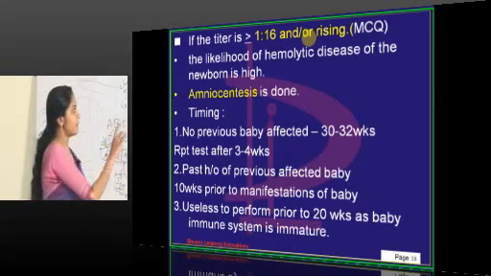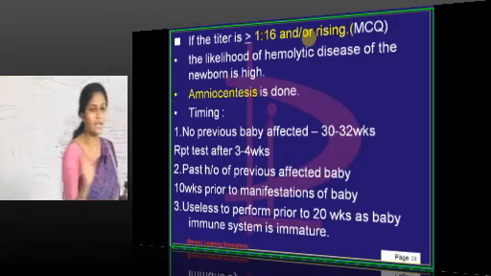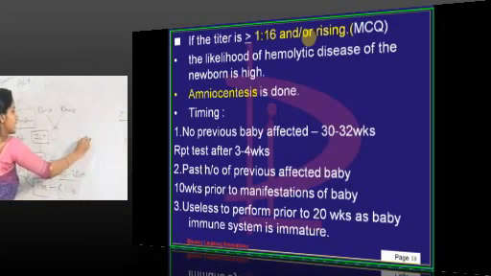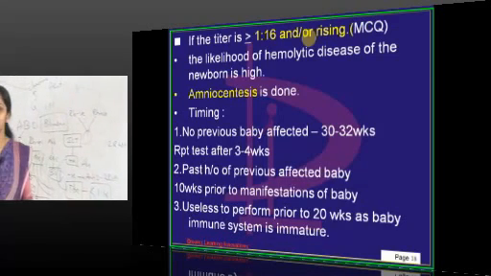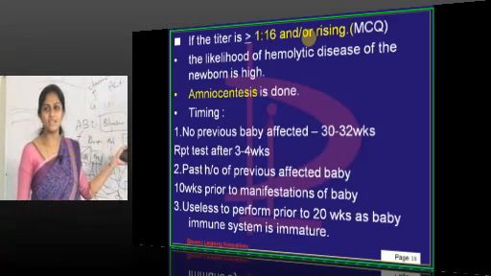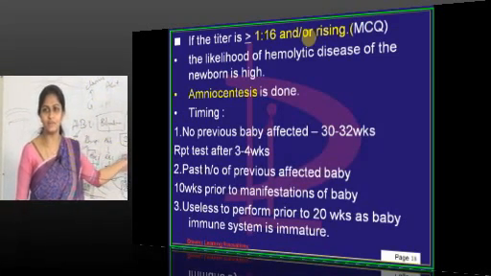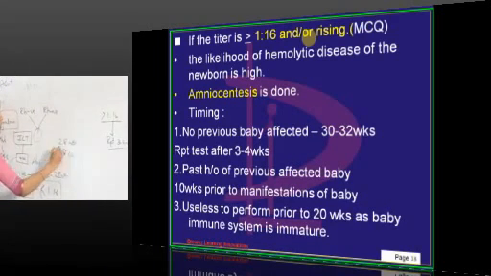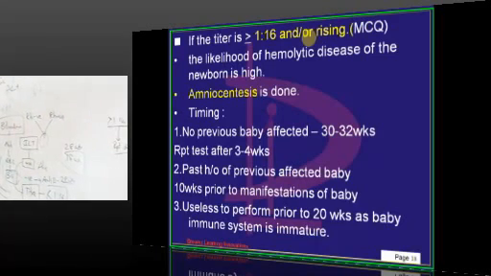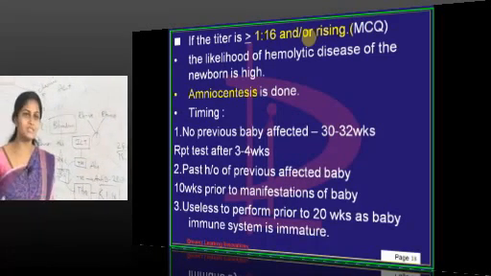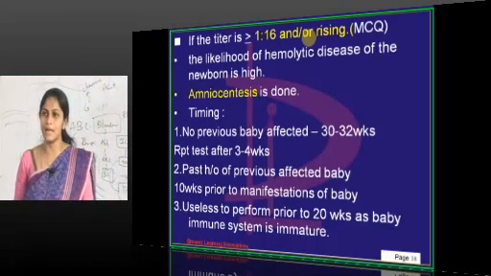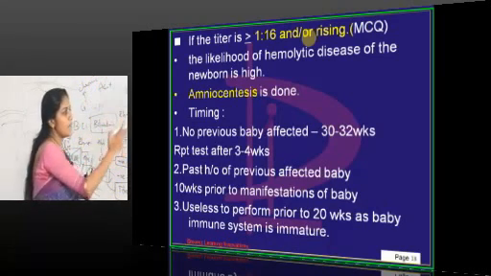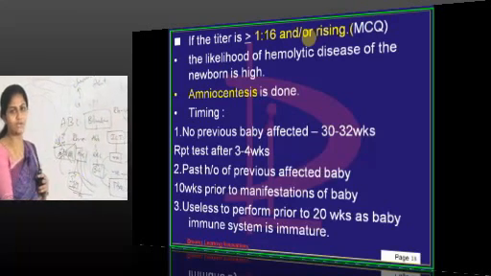If there is a past history of an affected baby, do it 10 weeks prior to the gestation at which that baby was affected. Suppose the baby in the past pregnancy was affected at 28 weeks. Then 28 minus 10 gives 18 weeks. Now I should not wait until 32 weeks. By the time I wait until 30 to 32 weeks, it could be a hydrops fetalis baby, or there can be IUD. So now I have to detect very early.